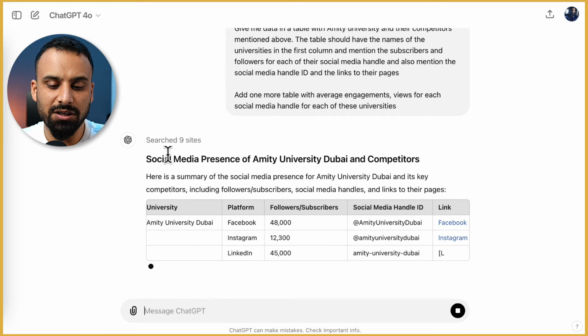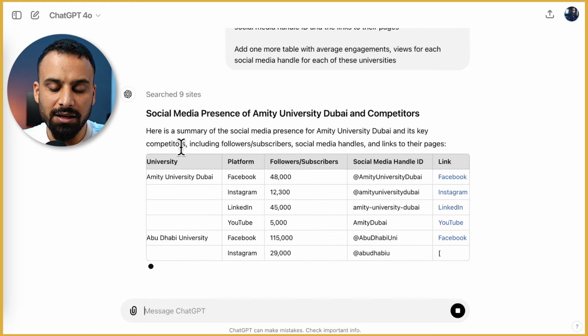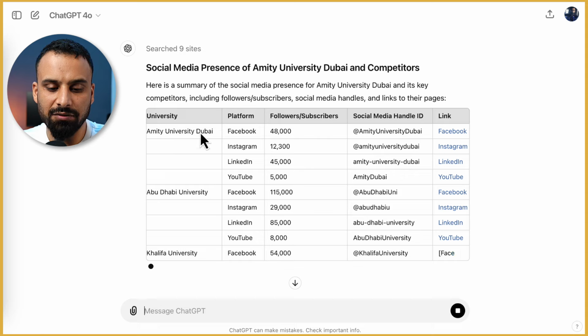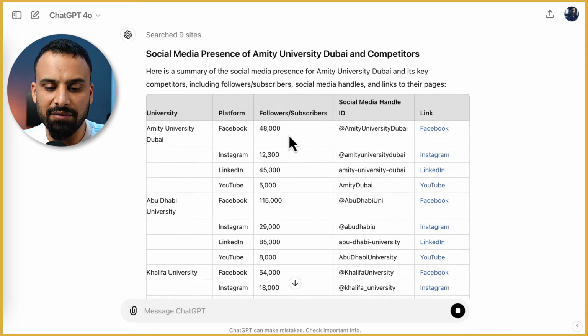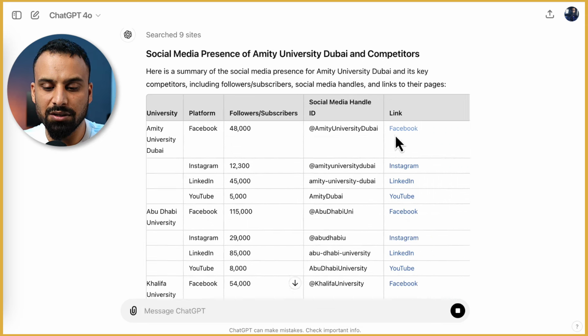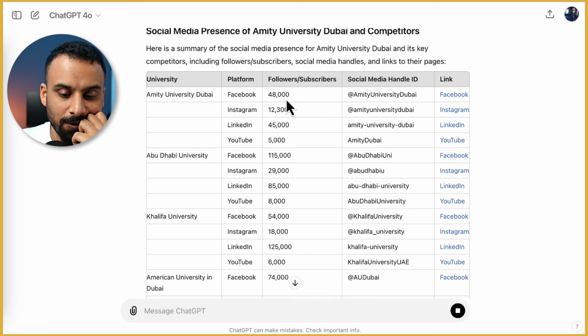So it's giving you, it searched 9 sites for us, and it's giving you for each of the universities, let's say MIT University platform, Facebook, they have 48,000 subscribers, Instagram, they have 12,300, LinkedIn, they have this, and it's also telling you what the social media handle for them is, and the link as well. Now, for example, you can do this, you will have to manually check. Even if you have to research more, you have this table.